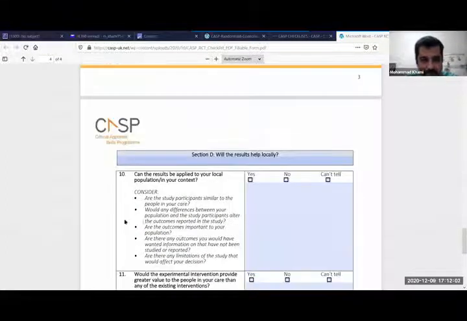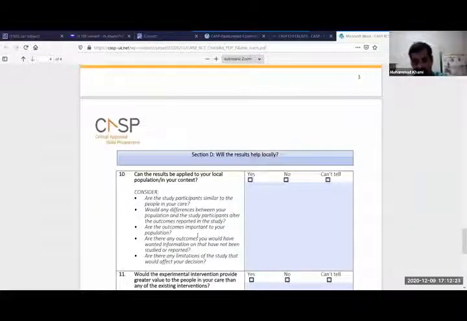Can the results be applied to your local population or in your context? Are the study participants similar to the people in your care? Would any difference between your population and the study participants alter the outcome reported in the study? Are the outcomes important to your population? Are there any outcomes you would have wanted information on that have not been studied or reported?